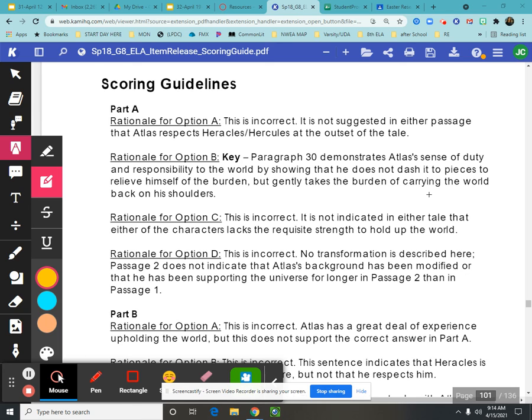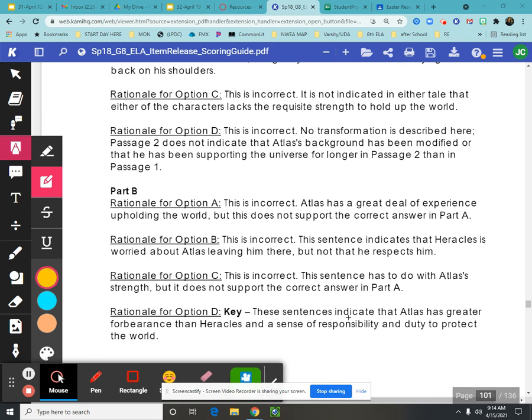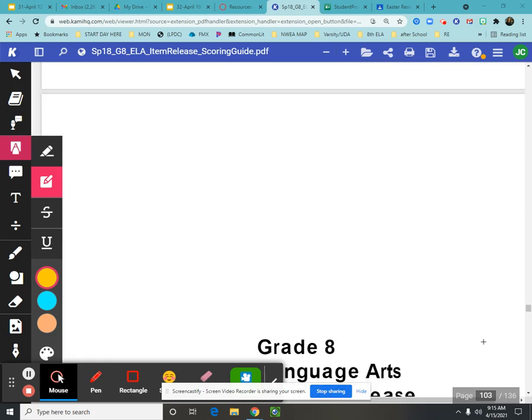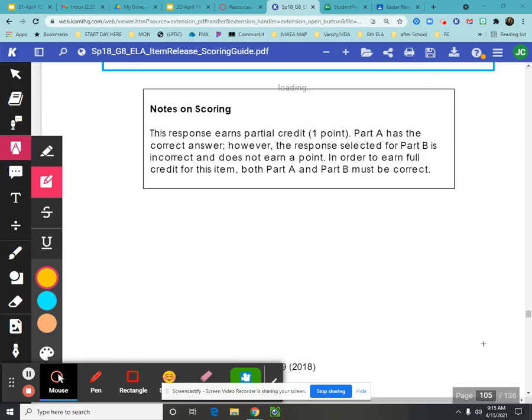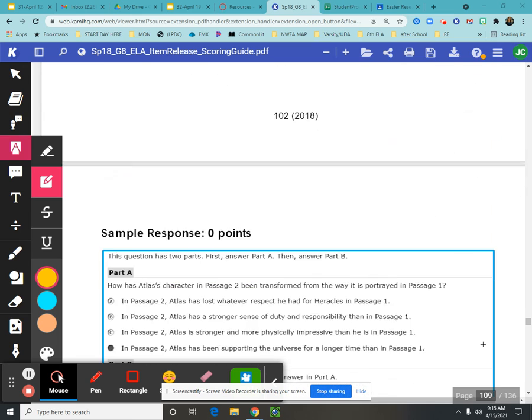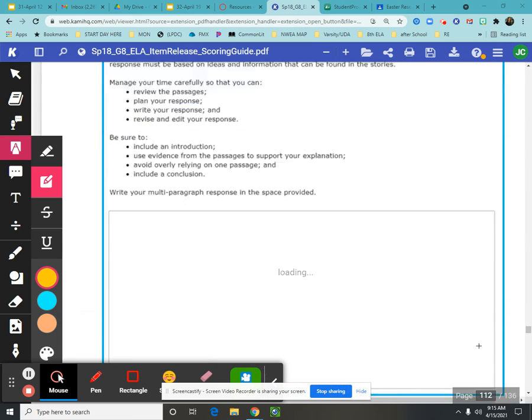Who had A? Okay. This is incorrect. It is not suggested in either passage that Atlas respects Hercules at the outset of the tale. Heracles and Hercules is the same person. It's just Roman versus Greek. And then the support would be D. This sentence indicates that Atlas has greater forbearance than Hercules and a sense of responsibility and duty to protect the world. And then question 22 is your essay, which we already reviewed, correct? All right.